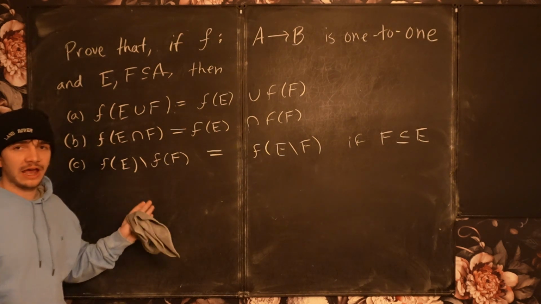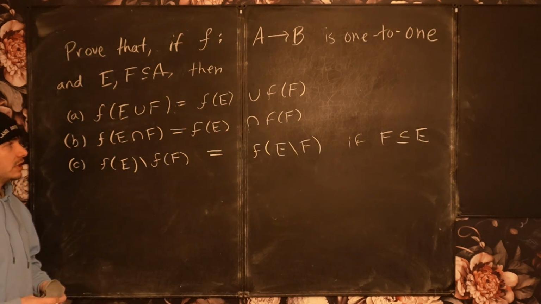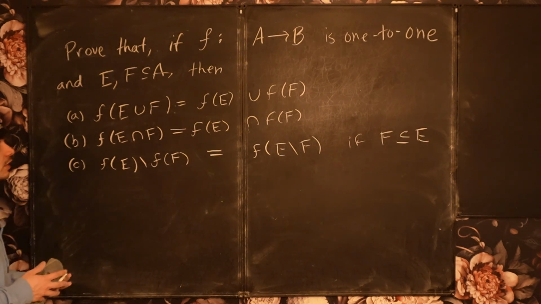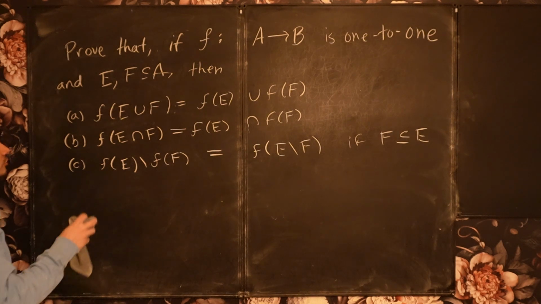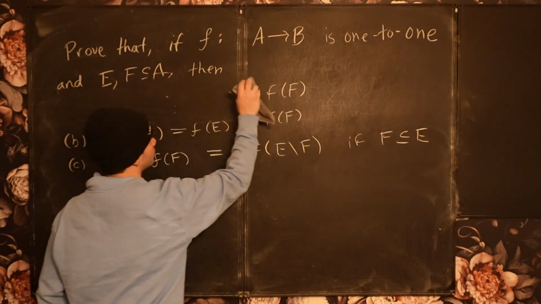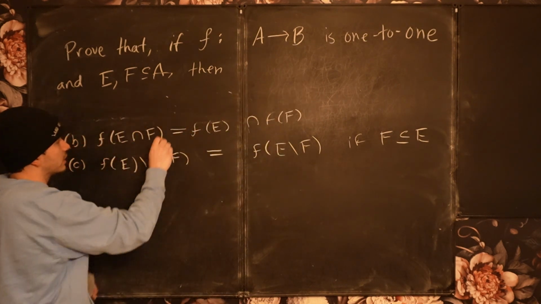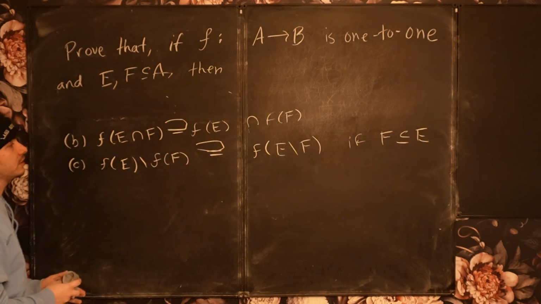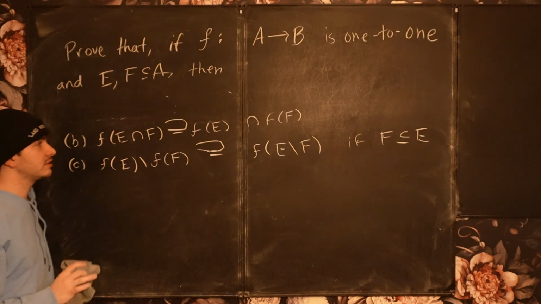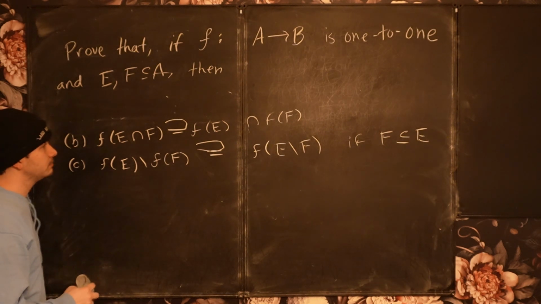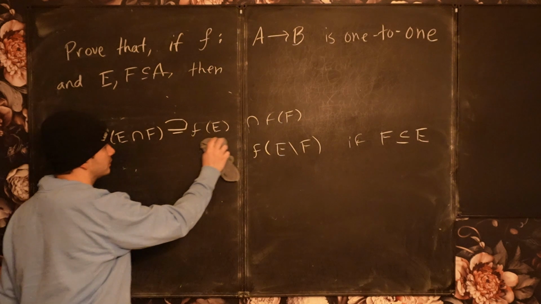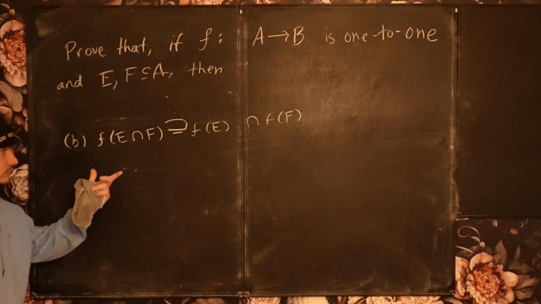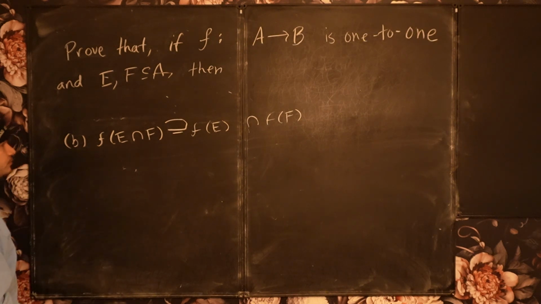I've proved every direction of these set theoretic inequalities in the previous video, except for the following two directions, which are this set theoretic containment and this set theoretic containment. This is all we need to show to complete the proof of this theorem. So let's go ahead and do that. Let's prove this direction.